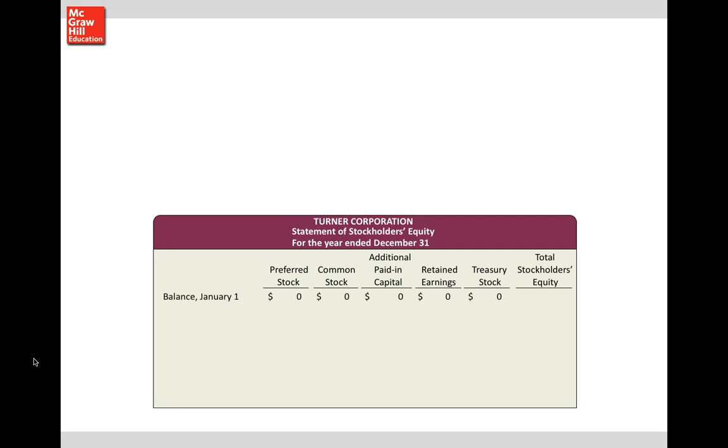So let's go ahead and start with the statement of stockholders' equity. What we're going to do is look through each of these transactions and look at what the journal entry looks like and how that moves on to the statement of stockholders' equity.